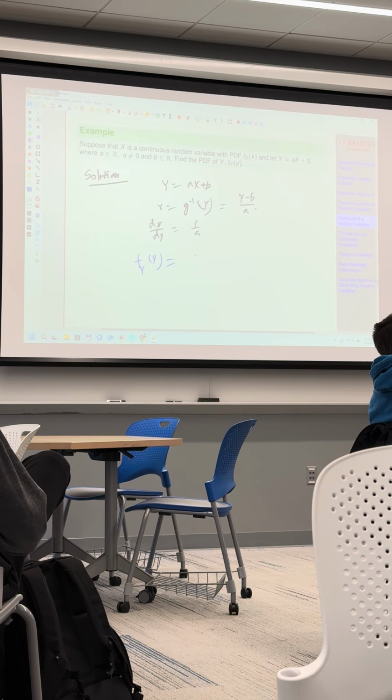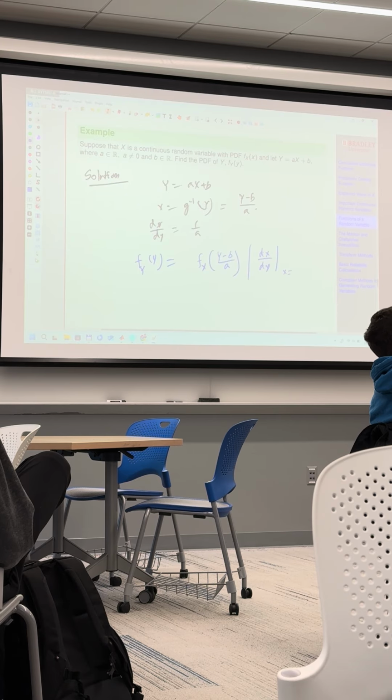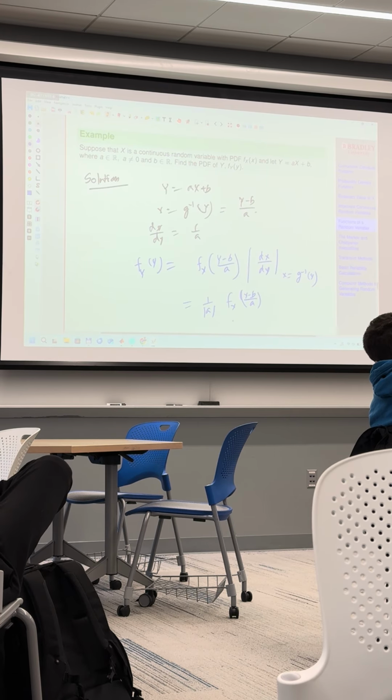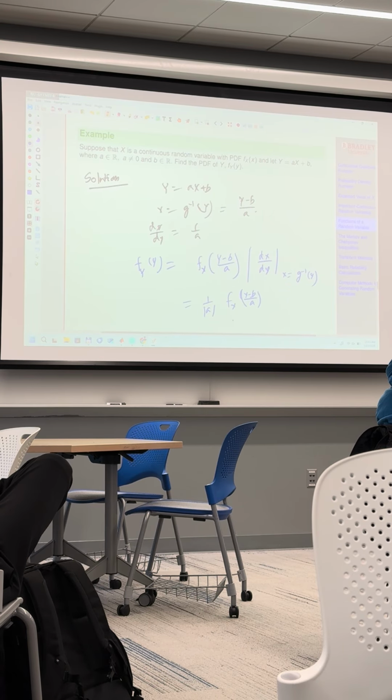g inverse of y is basically, you just pass this function y minus b over a, times the magnitude of dx over dy, with x equals g inverse of y. This quantity is 1 over a, and it has to be the magnitude, and then you have f sub x of y minus b over a. And that is what you would be using for your extra credit problem. So this is the function that you will be using directly for your extra credit problem.